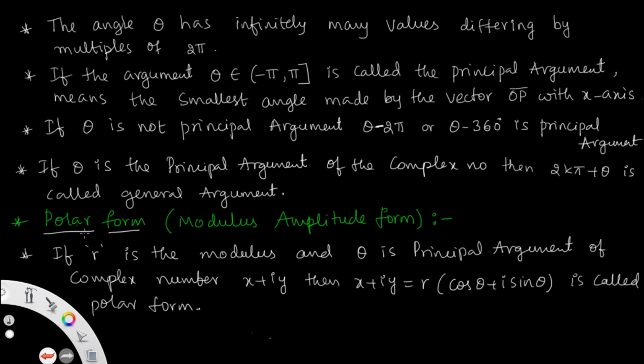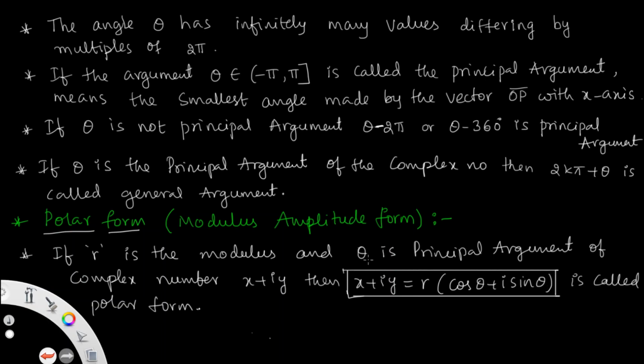Next concept is polar form. That is nothing but modulus amplitude form. Another name is modulus and amplitude form. If r is the modulus and theta is the principal argument of a complex number x plus iy, then x plus iy we can write as r into cos theta plus i sin theta. It is called the modulus and amplitude form. So x plus iy equal to r into cos theta plus i sin theta is called polar form or modulus amplitude form. If r is the modulus, theta is the principal argument.